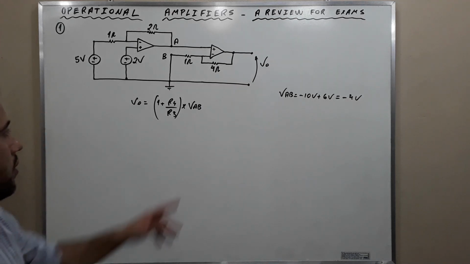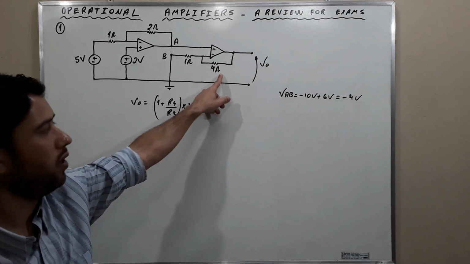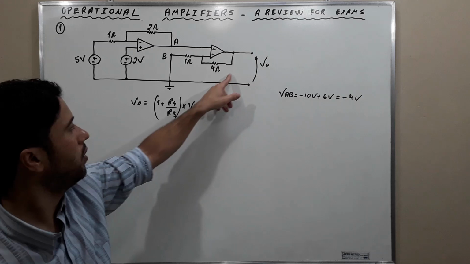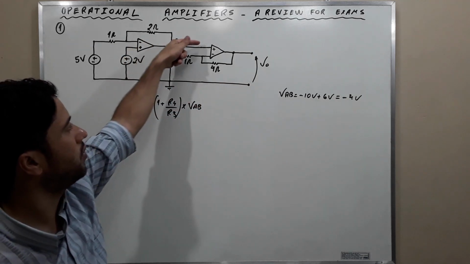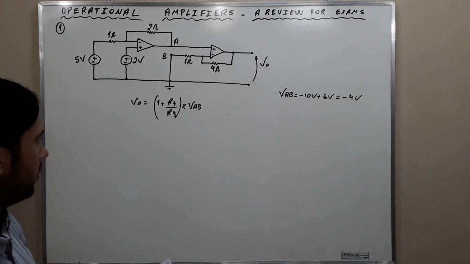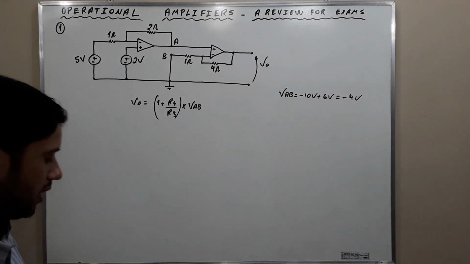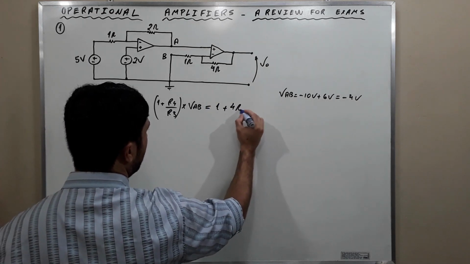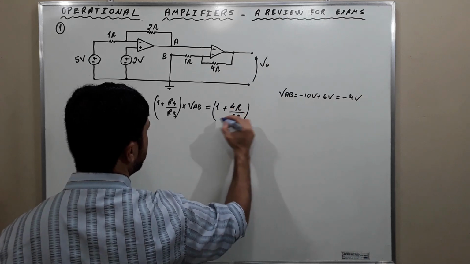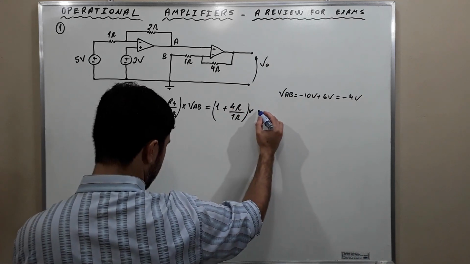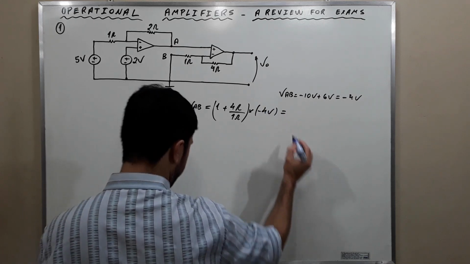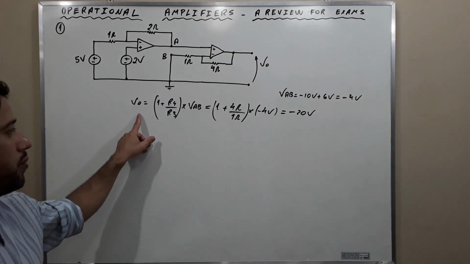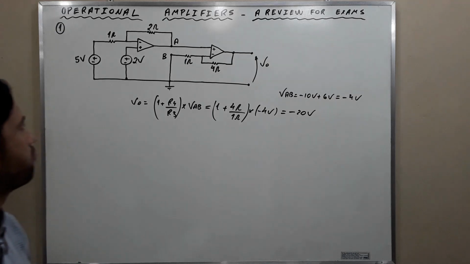And here we are considering that this is R4 and this is R3. When we have such a configuration, to ground here and the signal entering through the non-inverting terminal, then we have this kind of gain here. And using the values, 1 plus 4 ohms divided by 1 ohm times negative 4 volts, we find negative 20 volts. And this is the output voltage, negative 20 volts.